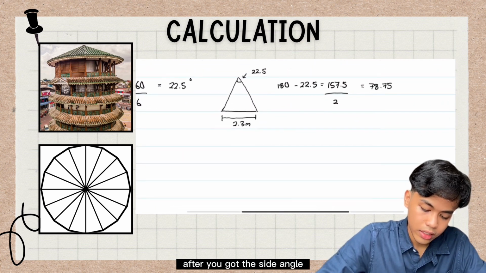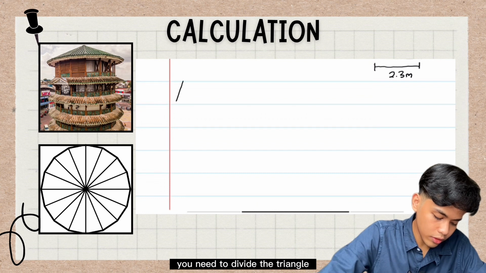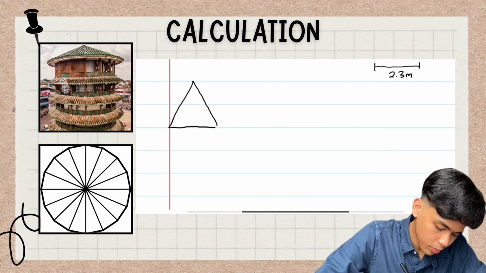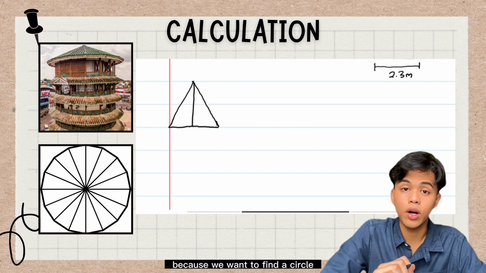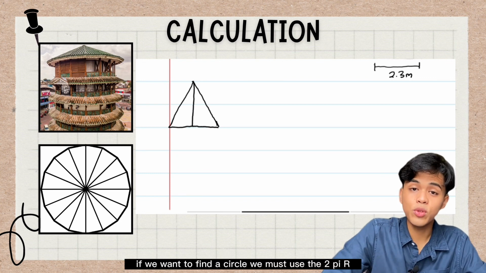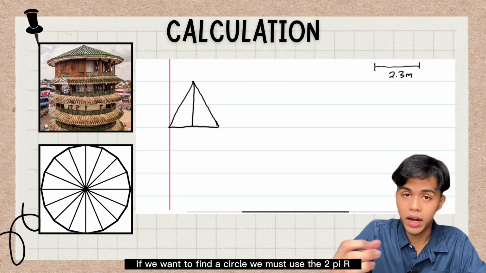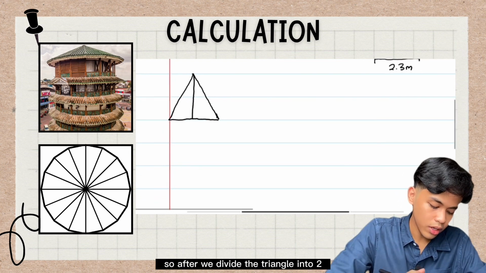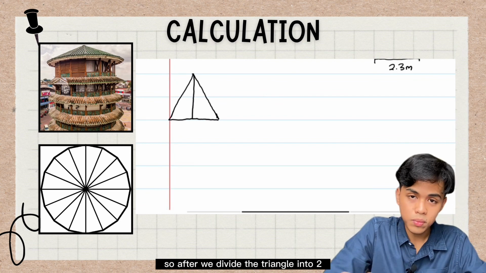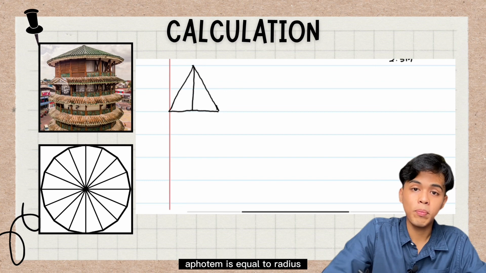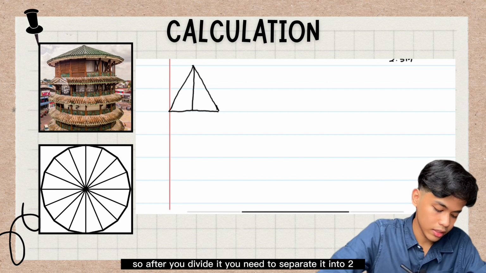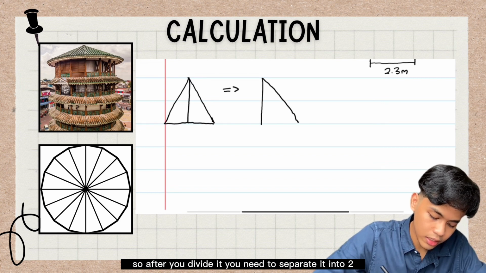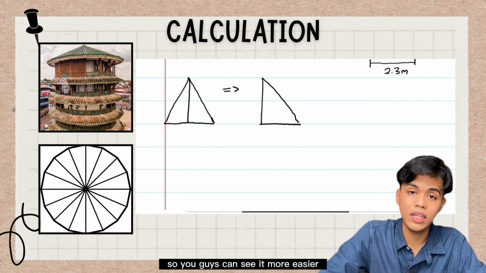After you get the side angle, you need to divide the triangle into 2, because we want to find the circle. If we want to find a circle, we must use 2 pi r. If we don't have the radius, how could we find the circle? So, after we divide the triangle into 2, we will find the apothem. Apothem is equal to radius. So, after you divide it, you need to separate it into 2 so you can see it more easily.